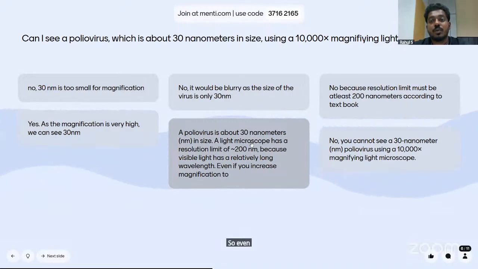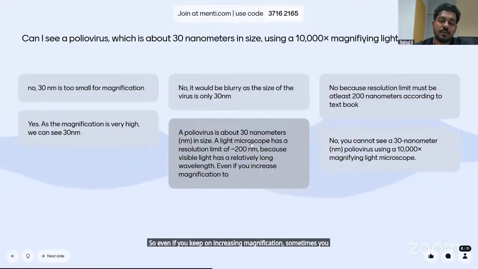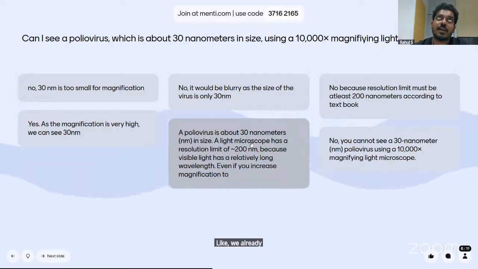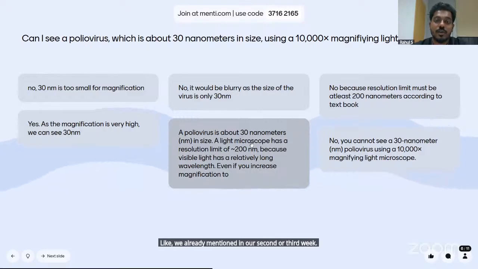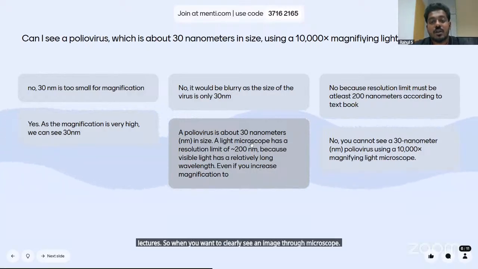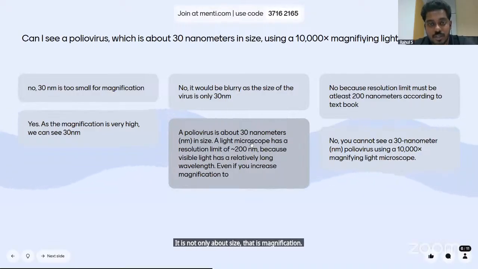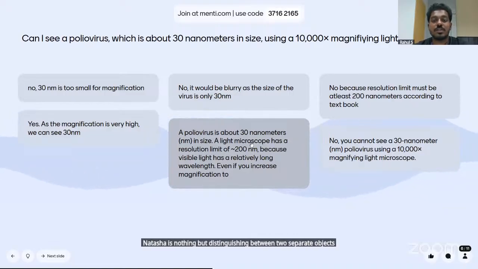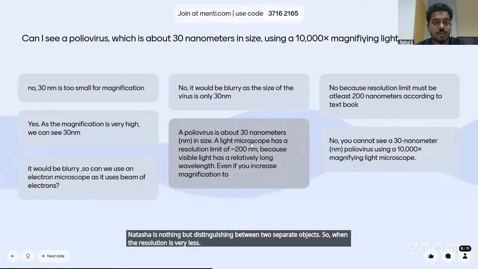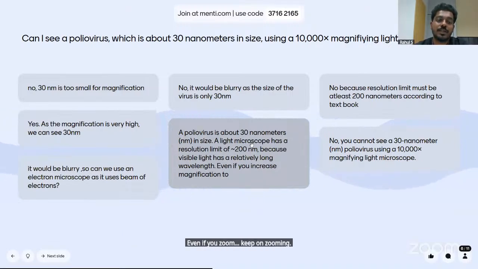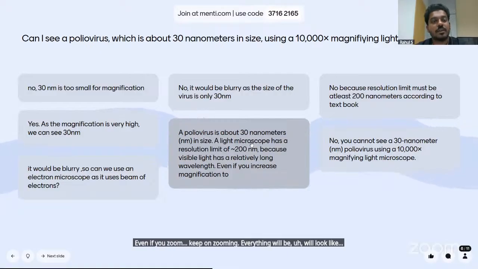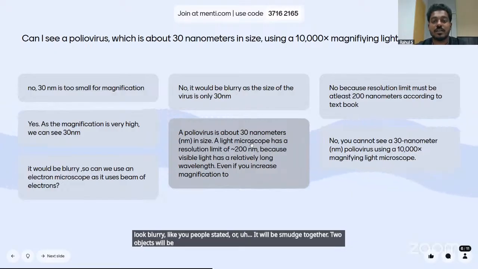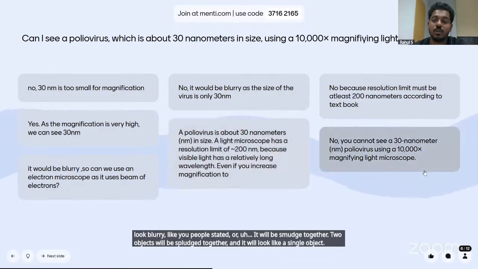So even if you keep on increasing the magnification, sometimes you can't see objects clearly, because like we already mentioned in our second or third week lectures. When you want to clearly see an image through a microscope, it is not only about size, that is magnification. It's also about resolution, right? Resolution is nothing but distinguishing between two separate objects. So when the resolution is very low, even if you keep on zooming, everything will look blurry, like you people stated, or smudged together. Two objects will be smudged together and look like a single object. You won't get a clear image.